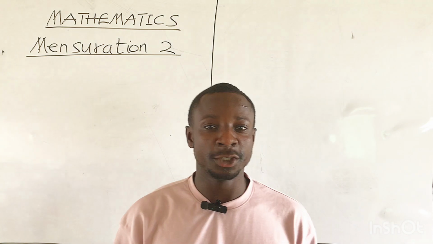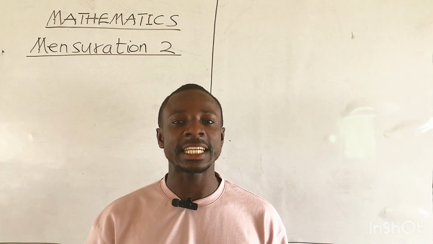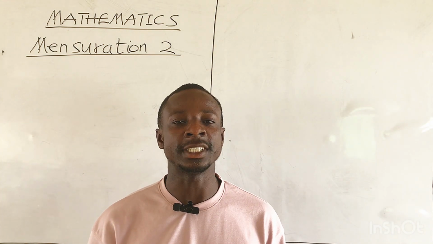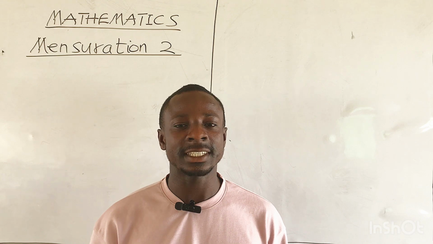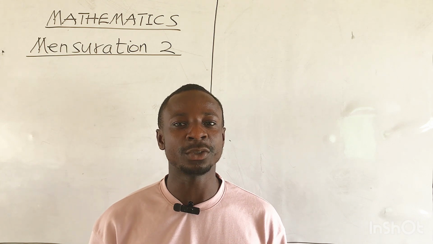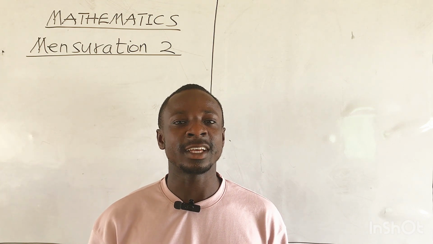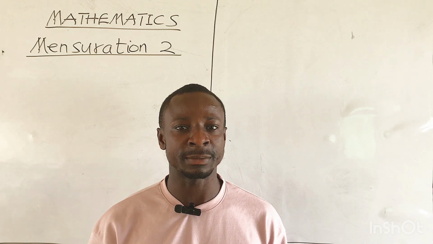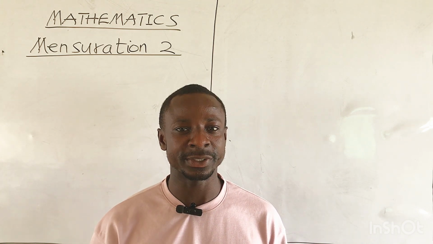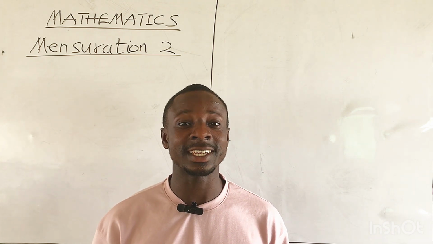In my previous video, we looked at cylinders under mensuration 2. But this particular time, we want to look at the square prism, or basically we call it the cube.